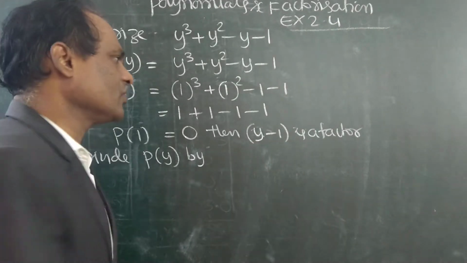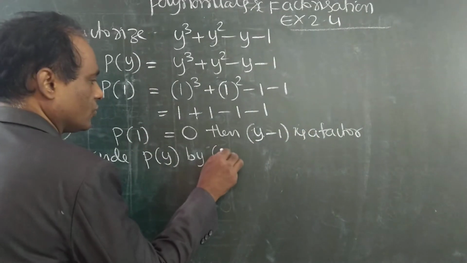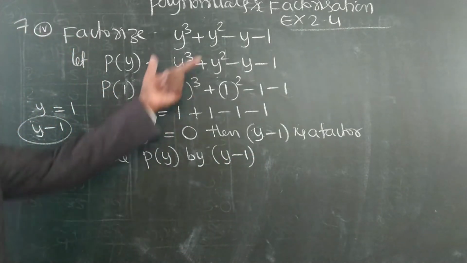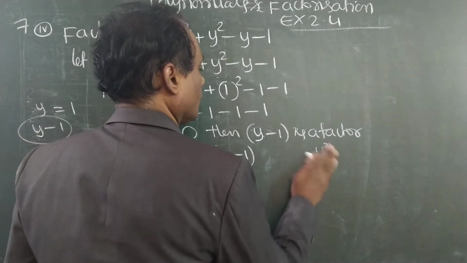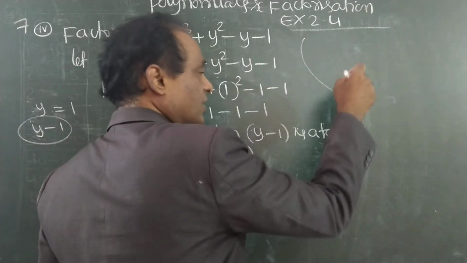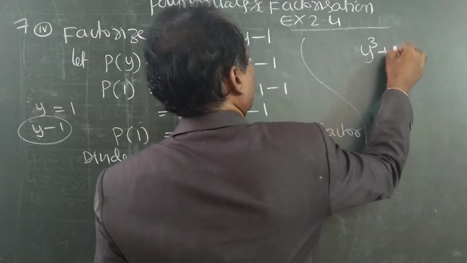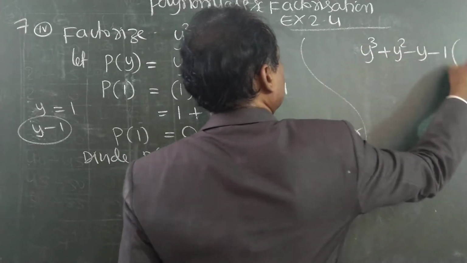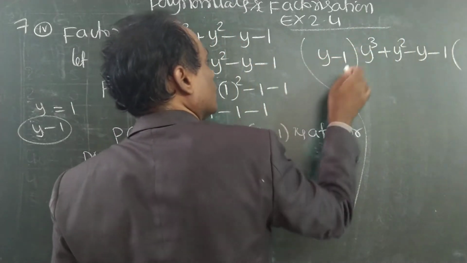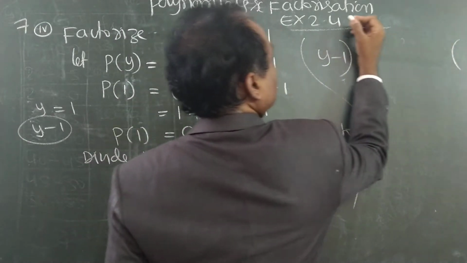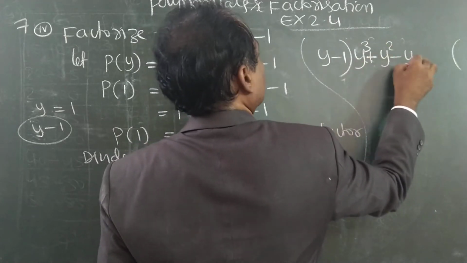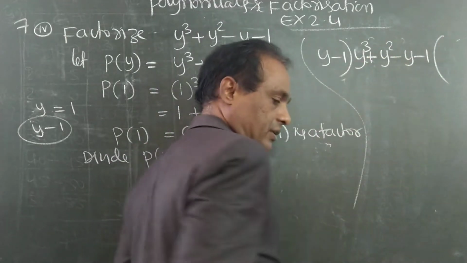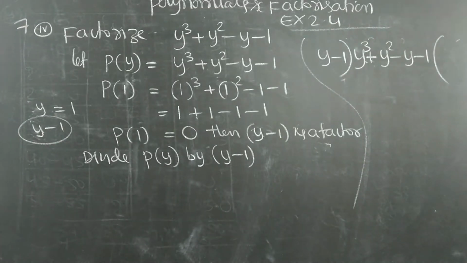X minus 1 is a factor means y minus 1 is a factor. So divide this polynomial by y minus 1. Do the division. See here, it is also part of the problem: y cube plus y square minus y minus 1 is divided by y minus 1. Students, all of you do it. Divide.